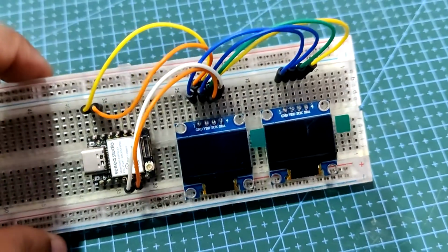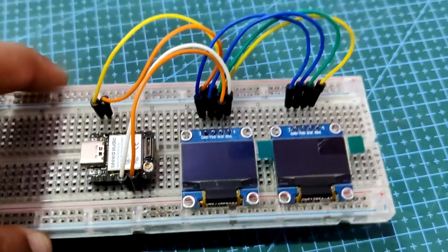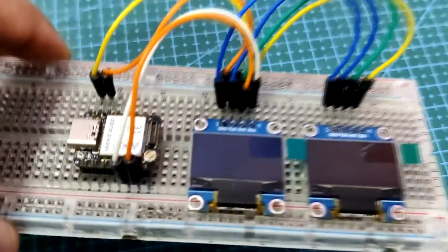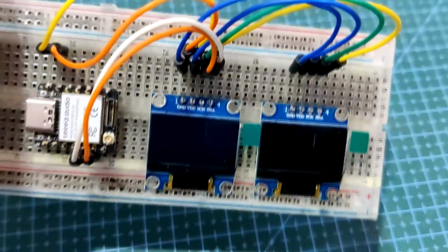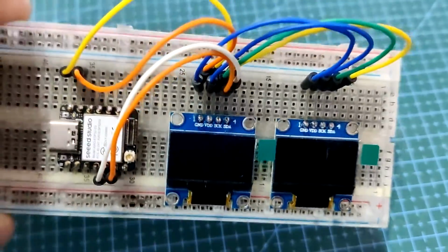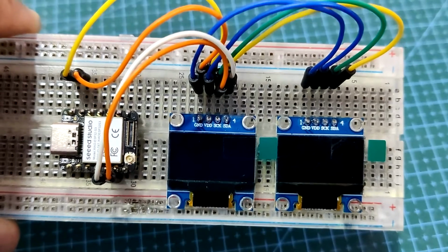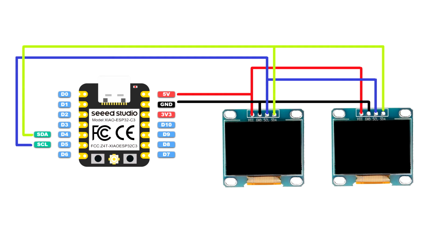The wiring for this configuration is rather straightforward. Two SSD1306 displays are connected in parallel with the 5V, ground, SDA and SCL pins of the Xiao ESP32 MCU. VCC is connected to 5V, ground is connected to ground, SDA is connected to D4 and SCL is connected to D5. Please note that we have connected both displays in parallel.